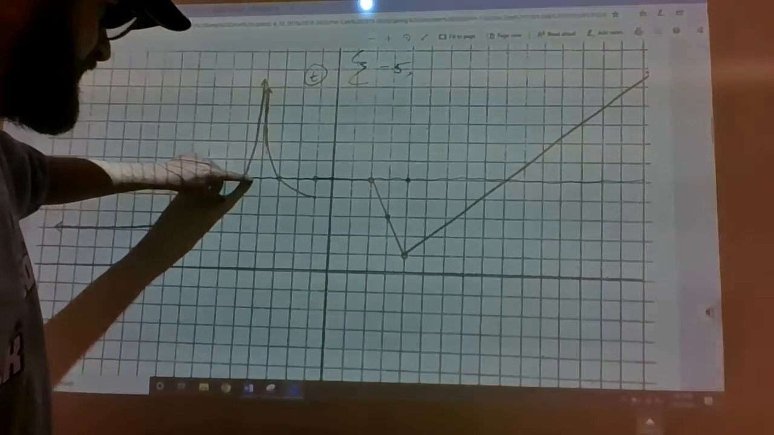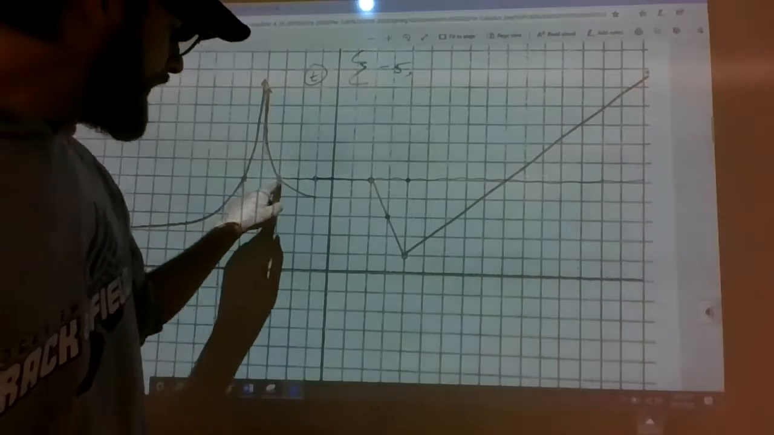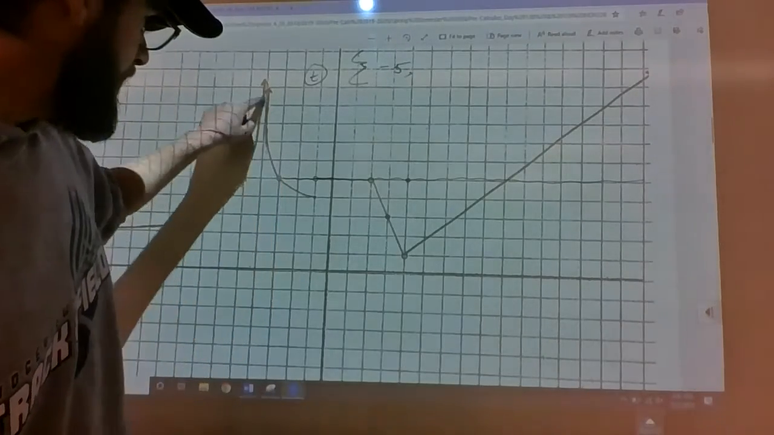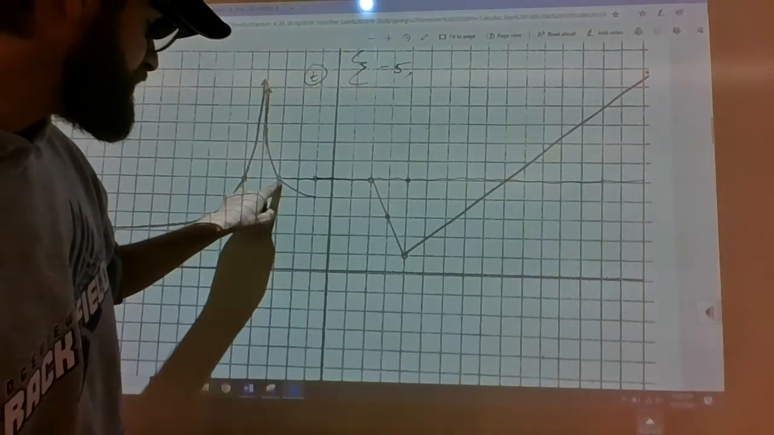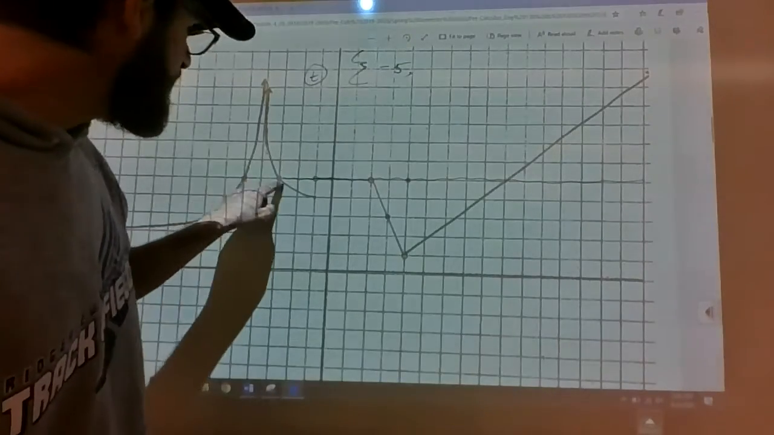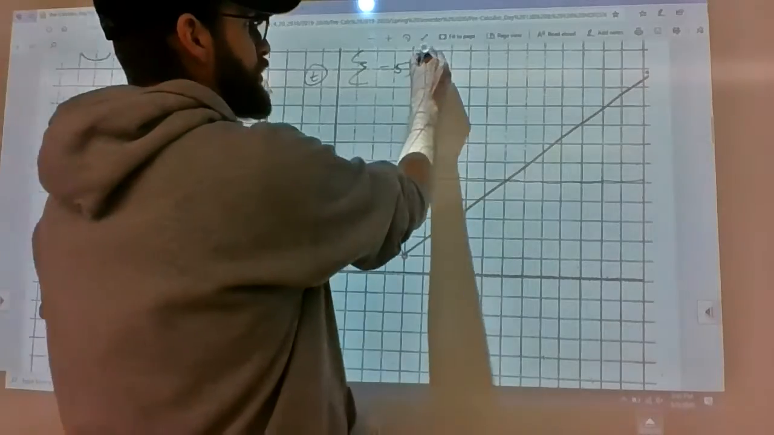All right, so nothing here, nothing here. Oh, the open hole also creates a limit as x approaches negative 3. See, the limit as x approaches negative 3 is 5. The limit as x approaches negative 5 is 5. These both yield a limit of 5. So this belongs in there too.